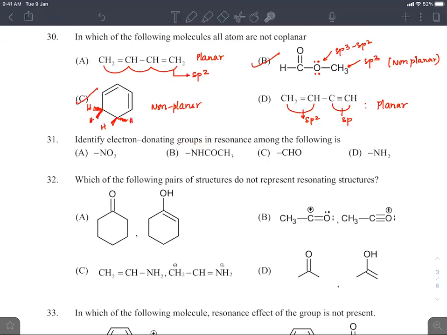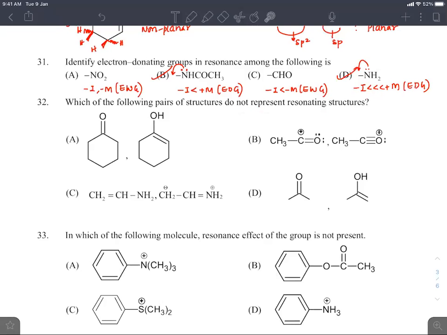Identify the electron donating group. In resonance, NO2 is strongly minus I and minus M group, and this is an electron withdrawing group. NH has minus I and plus M, and plus M is dominant, which makes it an electron donating group. CHO has minus I as well as minus M, so overall it is an electron withdrawing group. NH2 is an electron donating group: minus I, but its plus M is much stronger. So these two are electron donating, A and C are electron withdrawing.